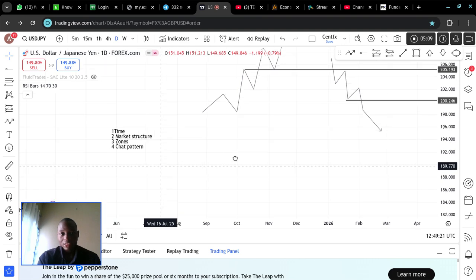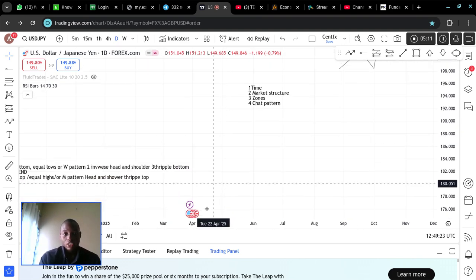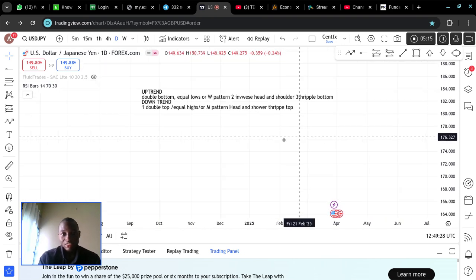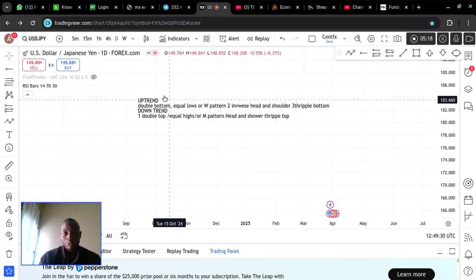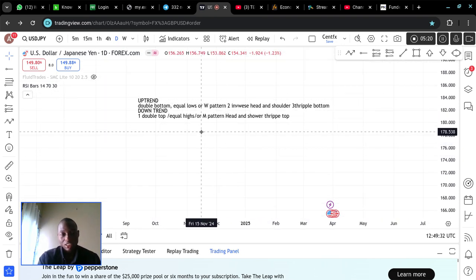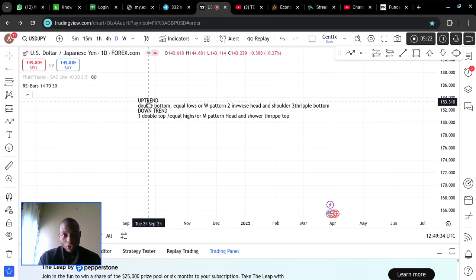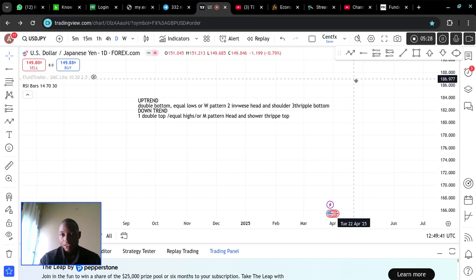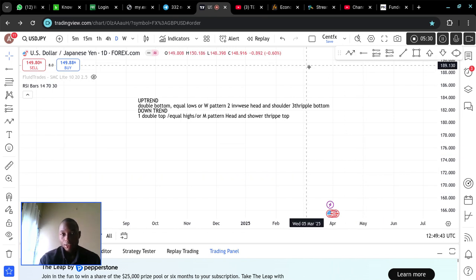So what are the chart patterns? This is where I'm going to introduce the chart patterns to you. On the chart patterns, we have about three different types. We have uptrend chart patterns and then downtrend chart patterns. For the uptrend chart patterns, we have double top, double bottom. This is it.